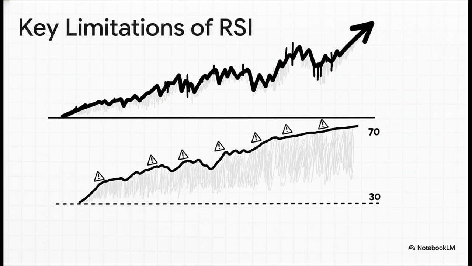Okay, its biggest weakness is that in a really, really strong trend, the RSI can stay overbought or oversold for a very long time, giving you one false signal after another. I mean, selling just because the RSI hit 70 in a raging bull market is a fantastic way to miss out on huge gains. That's why it's most reliable in those sideways range-bound markets, and why it should always be used with other tools, not just by itself.